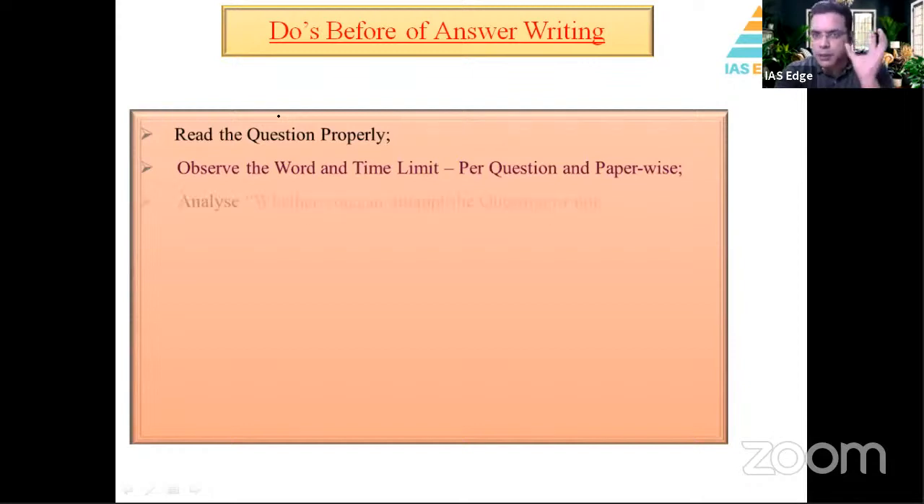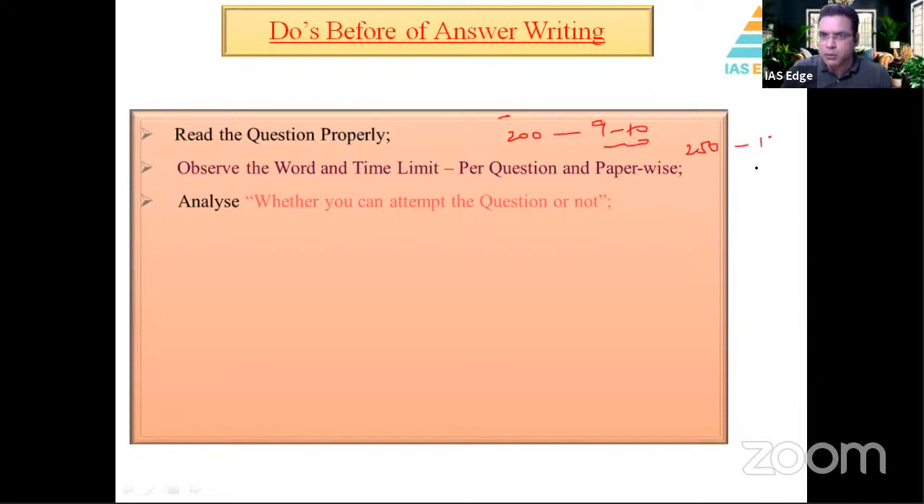Also observe the paper, word limit and time limit. If it is a 200-word answer, it has to be written in 9-10 minutes. If it is a 250-word answer, I would say 12 minutes. If it is a 150-word answer, I would say 7 minutes at the max. So you have to draw a line. You can't write a 200-word answer in 50 minutes, which means you will not get time. So we have to understand that.